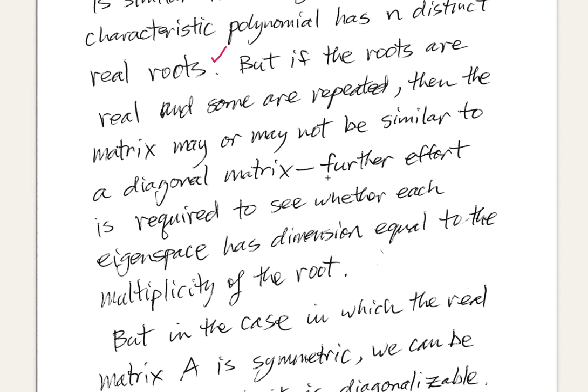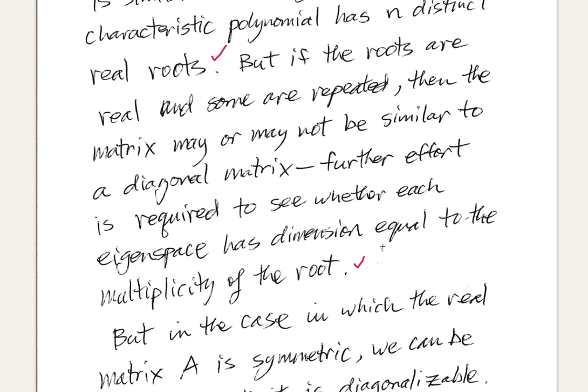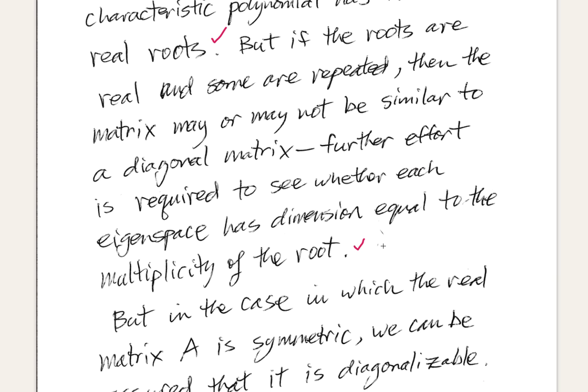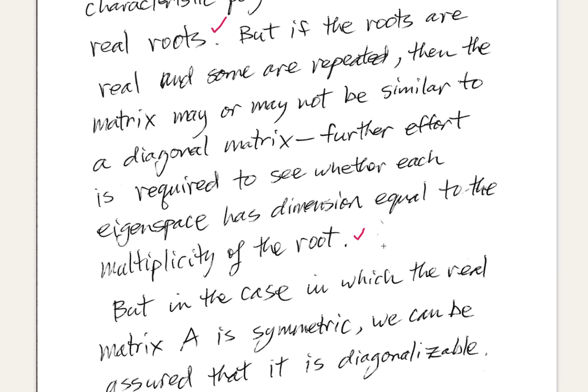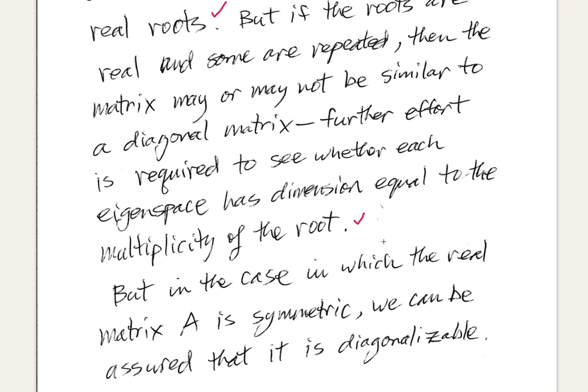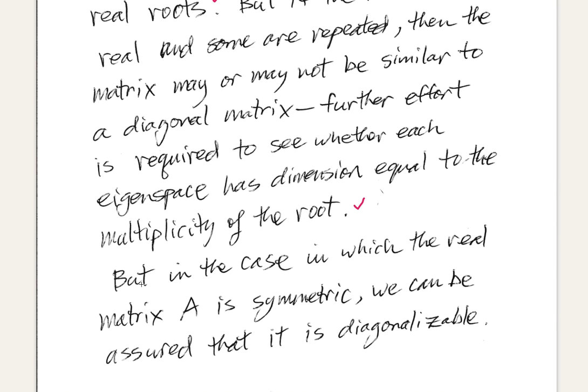So some further effort is required to see whether each eigenspace has dimension equal to the multiplicity of the root. In the case of repeated eigenvalues, you may not have a diagonalizable matrix, but you still might. Might or might not.